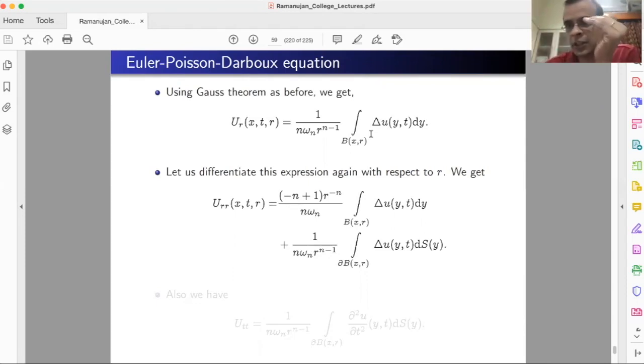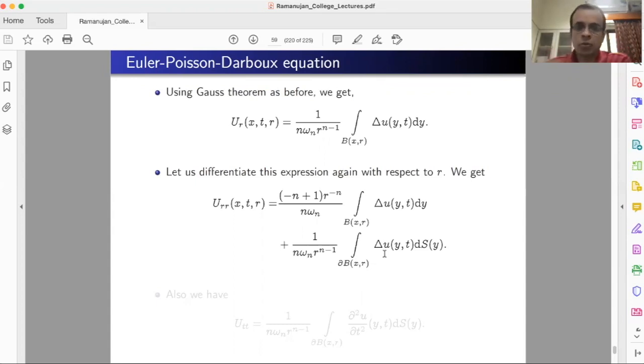So the surface dB of x comma s. And then I need to use s to the n minus 1 dS of theta, the big S of theta, ds, small s, where s goes from 0 to r. And now when I differentiate this quantity, this is exactly what you get. So you get that the derivative of B of x comma r is the integral over the sphere dB of x comma r of Laplace u of y comma t dS of y.